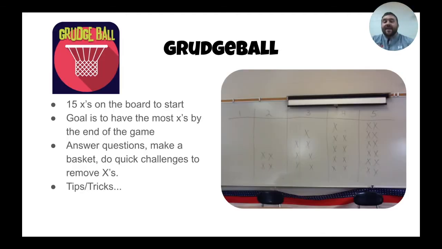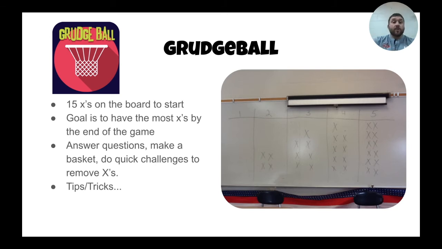All right, I'm back. Next one is Grudge Ball. So I'm really a big fan of Grudge Ball. If you look at the picture there, you can set your room up that way. You can write on the board. You probably would need at least 4 teams to play the game. The whole goal is to have the most X's, or most points, essentially, we call them X's, by the end of the game. So you give everybody 15 X's to start.